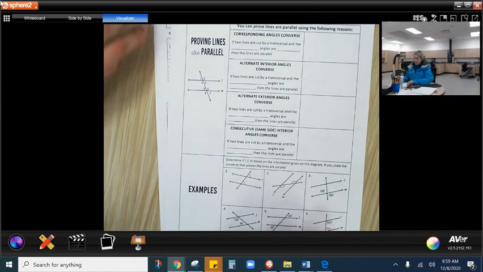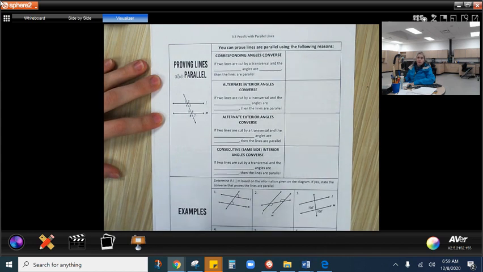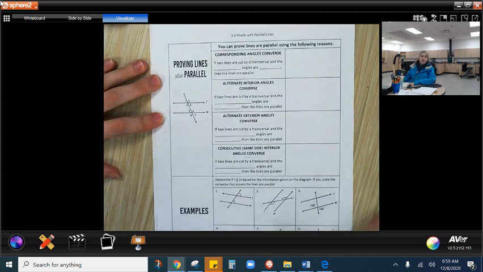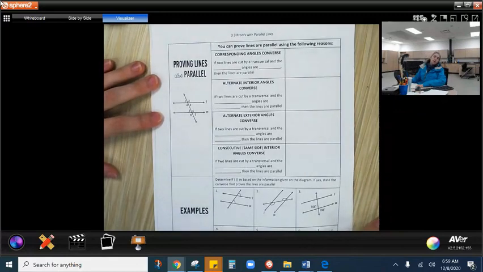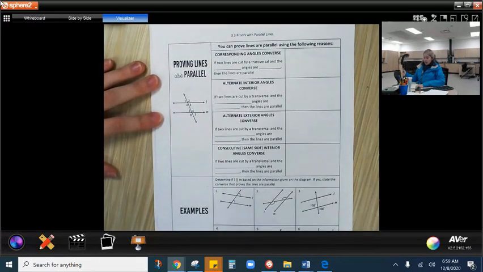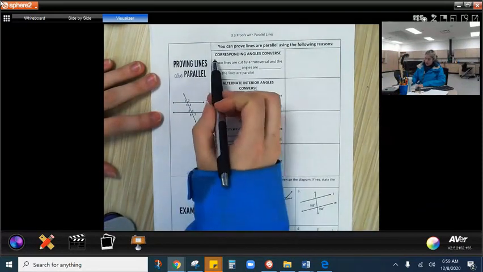Geometry. So today we are talking about 3.3. I know this says proofs, but this year being what it is, we will not be dealing with most of those proofs, okay? So this is more practice with angles, all right? And angle relationships.